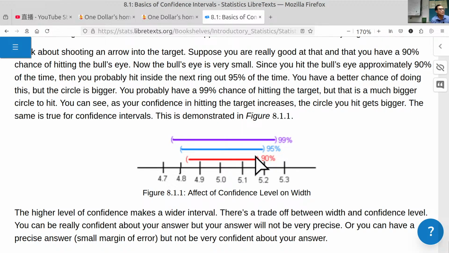And here is the interesting part. For example, a confidence interval and its width. For example, this one, the mean is close to 5. In a similar situation, when we have the 99% confidence interval, the range covered is larger. When the confidence level shrinks to 90%, the covered range is smaller. Okay, it's reasonable.